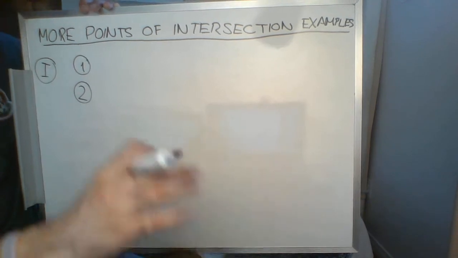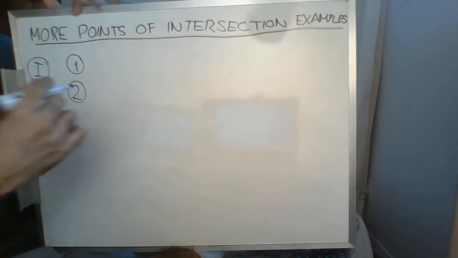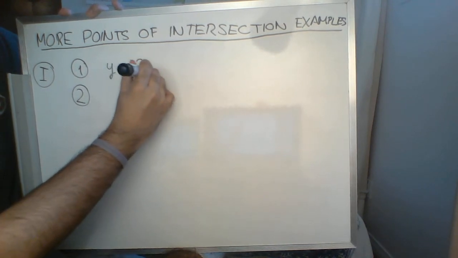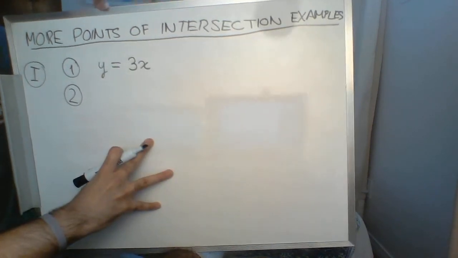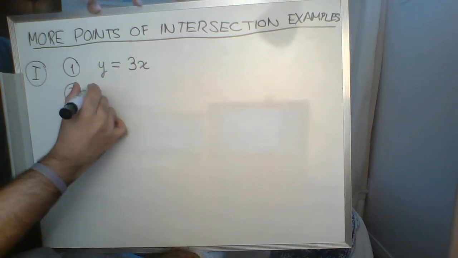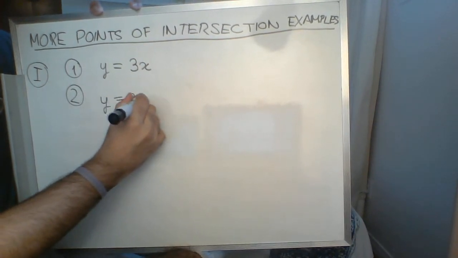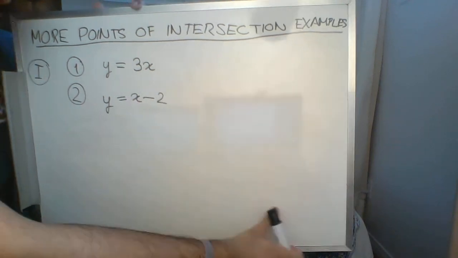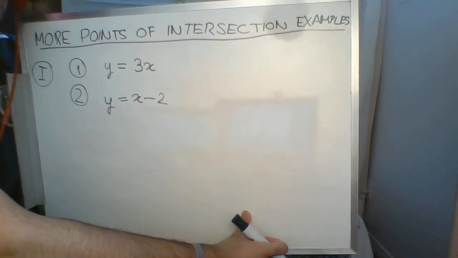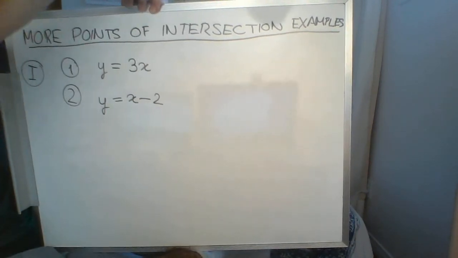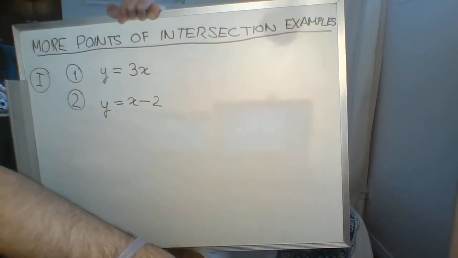So let's start with equation one. Equation one is y equals 3x, and equation two is y equals x minus 2. With these equations, let's pause and think about what a point of intersection question means.